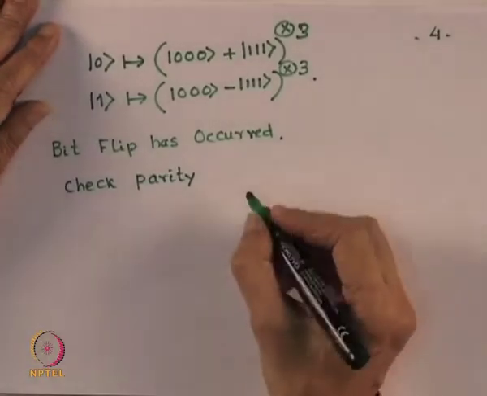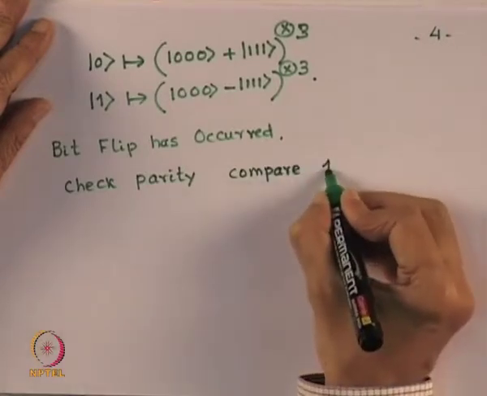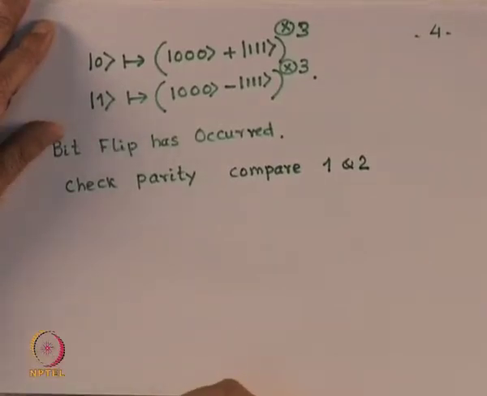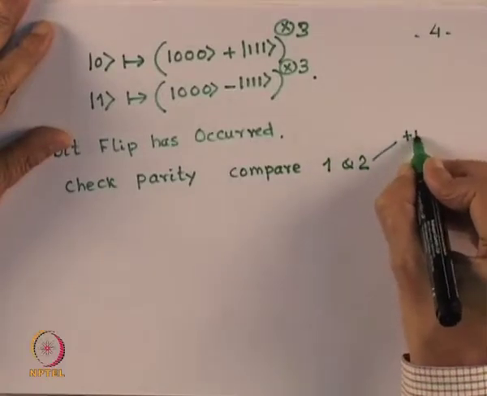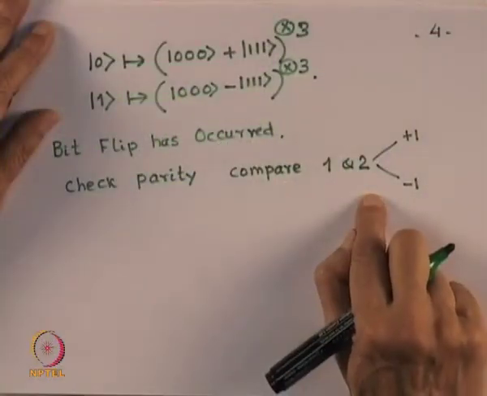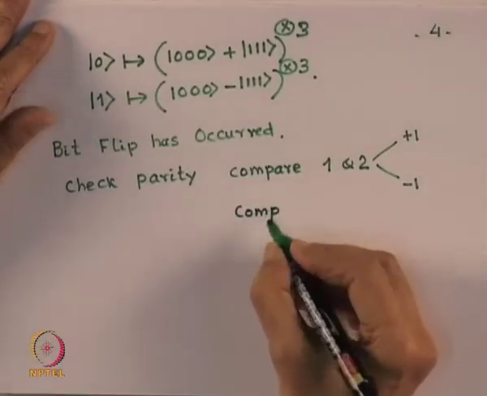I compare 1 and 2. Now, when I compare the parity of 1 and 2, I get either a +1 or I get a -1. Now, since I have already made a statement that at best I have 1 error, only when I get a -1, then I know that the error has occurred in one of the qubits, and that could be either one of them. Then what I do is compare 2 and 3.